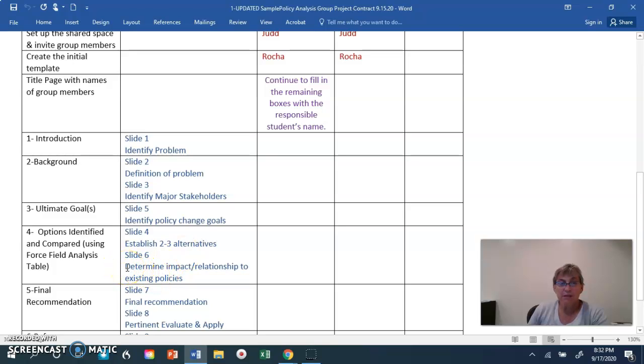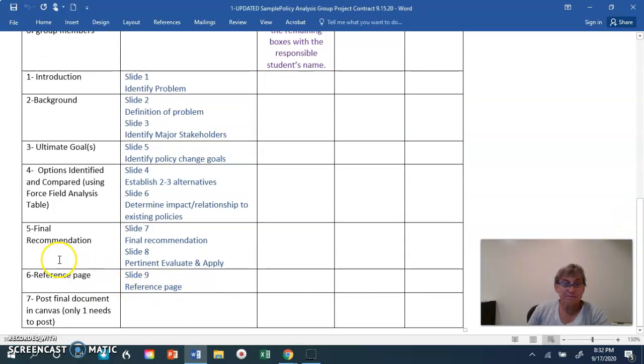And slide number 6, determine the impact in relationship to existing policies and also to organization. Then moving on down just a little bit further here, number 5 is your final recommendation in the written document. That was the equivalent of slide 7 in a PowerPoint, which was the final recommendation, as well as slide 8, which is pertinent evaluation and application.